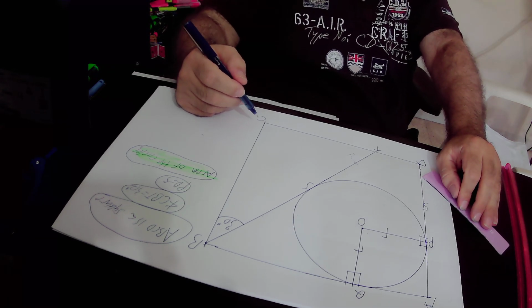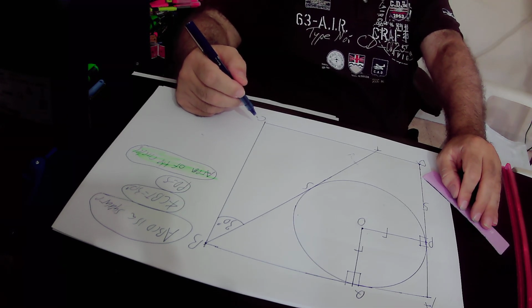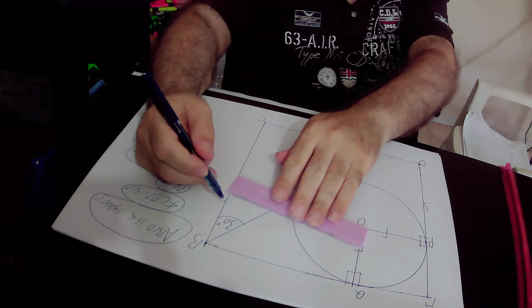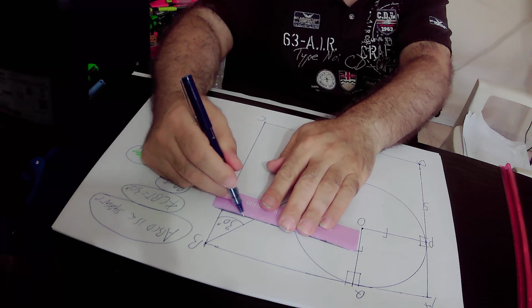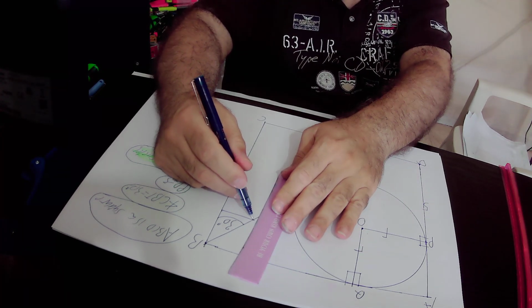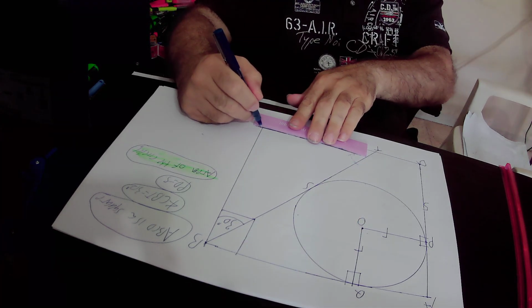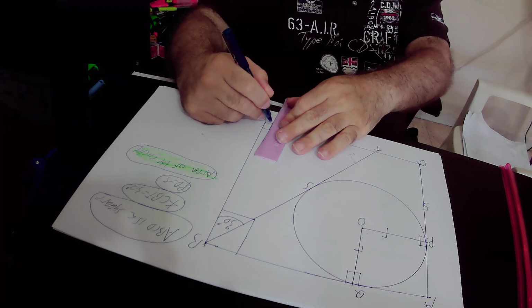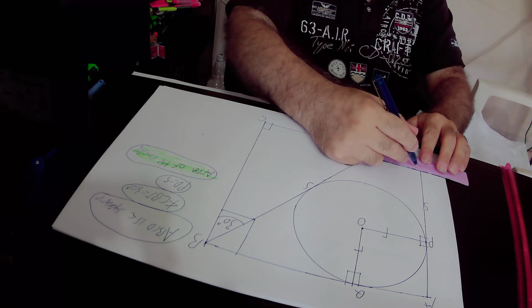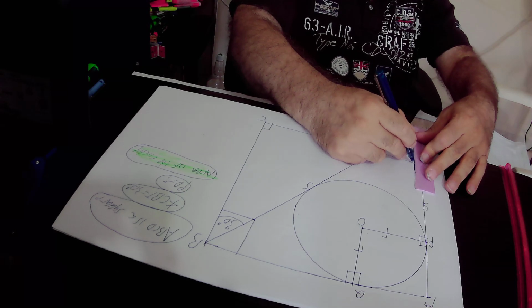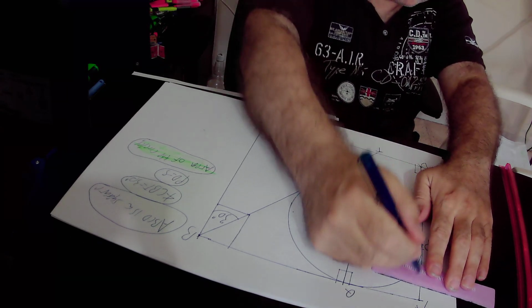We also know that all the angles inside square ABCD are equal to 90 degrees, so this angle equals 90 degrees in square ABCD. This angle also equals 90 degrees. This angle equals 90 degrees, and finally this angle equals 90 degrees.